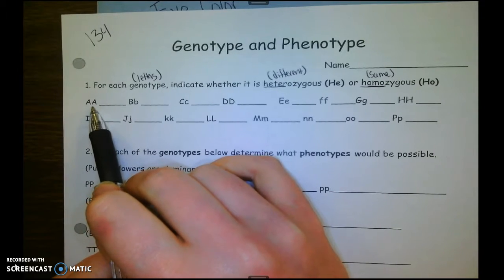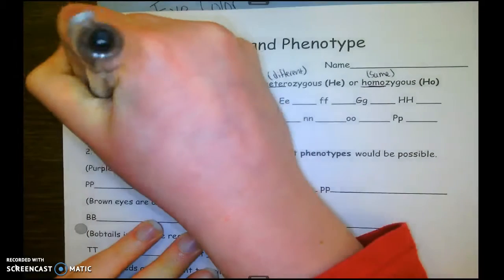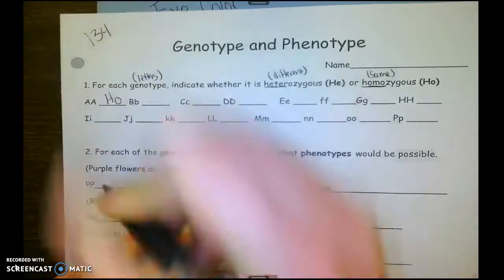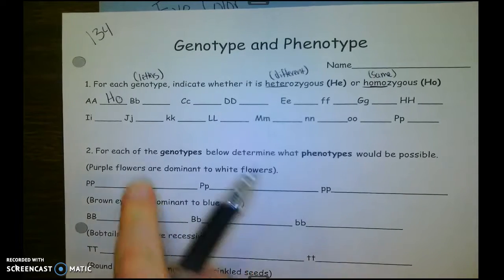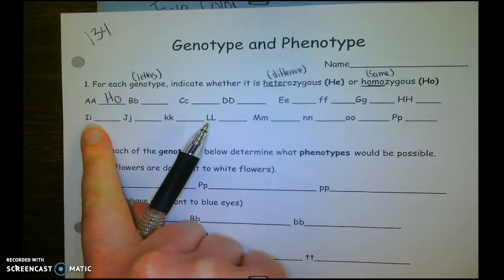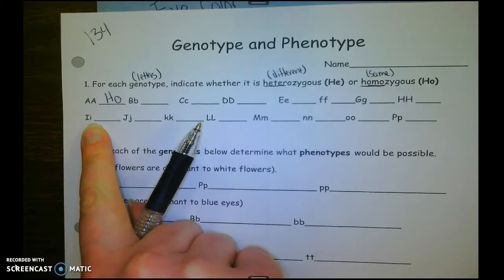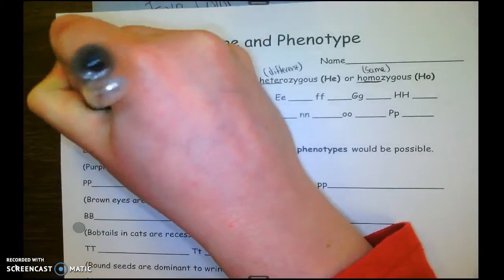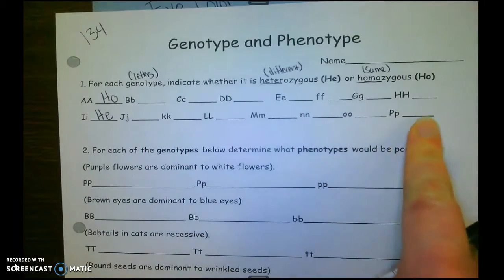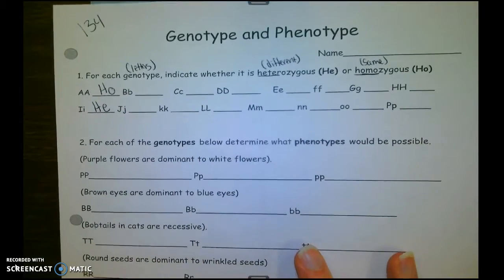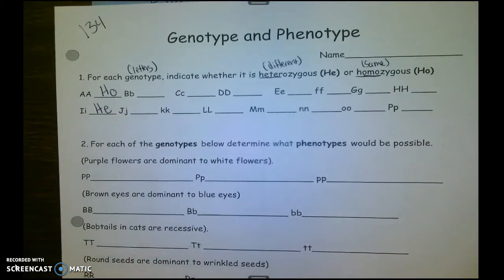Big A, those are the same cases. This is homozygous. It's not talking about dominant or recessive right now, just heterozygous or homozygous. We have big I, little I. Those are different cases. This is heterozygous. Okay, so that's how you're going to complete the rest of the practice for number 1. You should already have 2 correct for that.